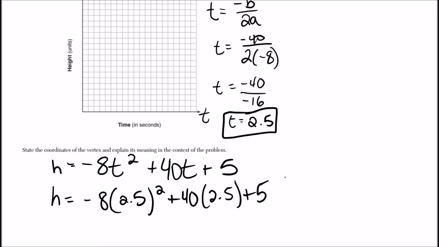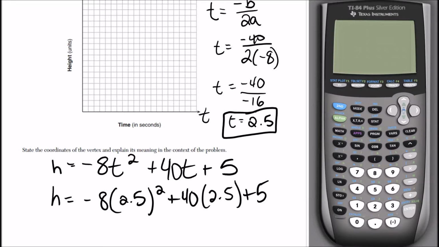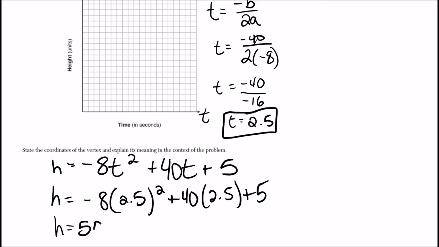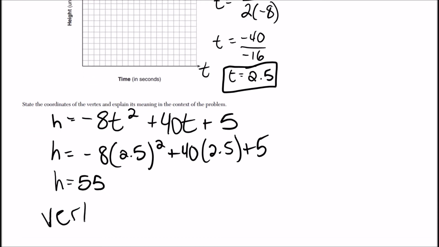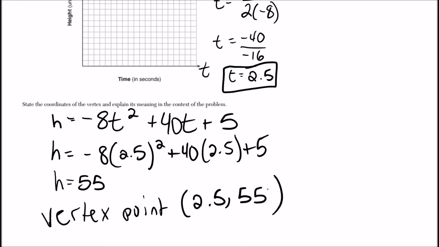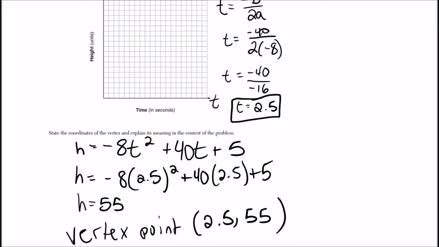And if you'd like, you can do this all on your calculator. So let me pull up my calculator here. You can just go ahead and type this all in. So negative 8 times 2.5 squared plus 40 times 2.5 plus 5. And you'll get that h is 55. Okay. So our vertex point here is 2.5 comma 55. So that's our vertex, which we're going to need to put on this graph.